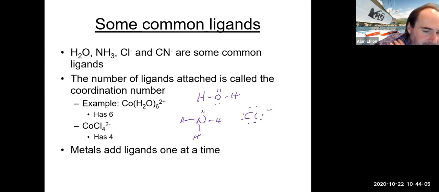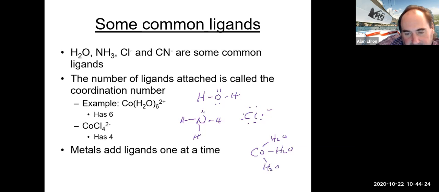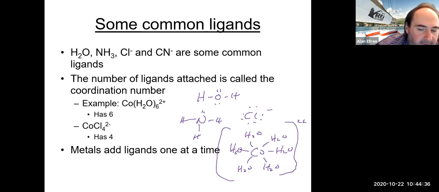Now, the number of ligands that are attached directly to the metal is what is known as the coordination number. So for example, here, this is a cobalt that has basically 6 waters attached to it. Since water is neutral, cobalt has a +2 charge. This overall thing has a +2 charge. Now, when we look at something like water, or actually any of these guys here, these are sometimes referred to as being monodentate ligands.